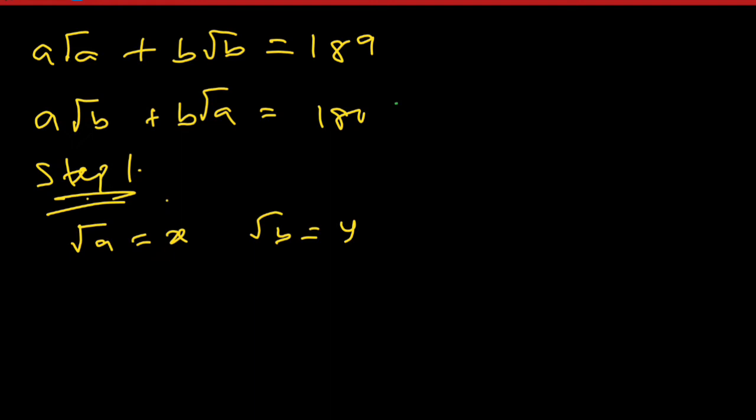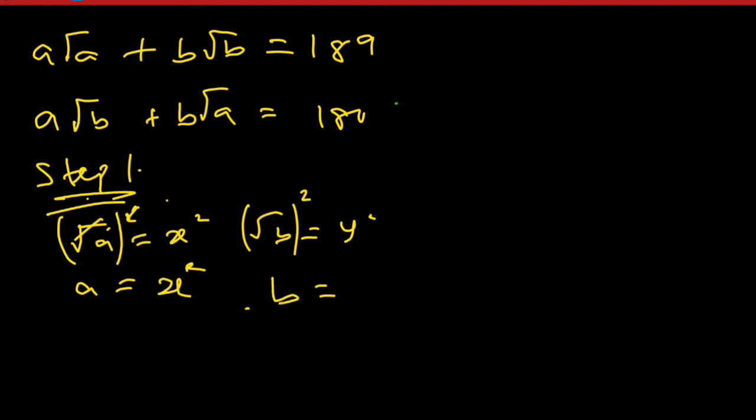From here I can easily make a the subject of the formula. Take the square of both sides, then the square will cancel the square roots. Then I'll have a equals x squared, and doing the same thing here, taking the square of both sides, I'll have b equals y squared.